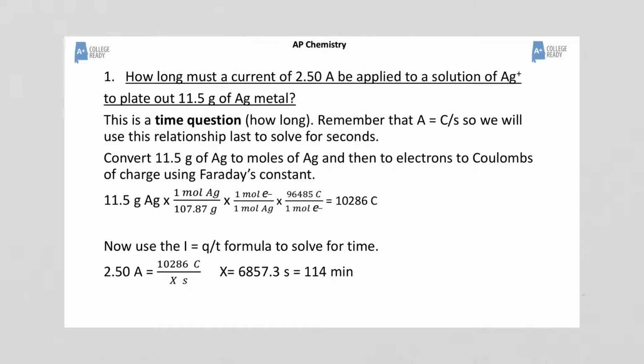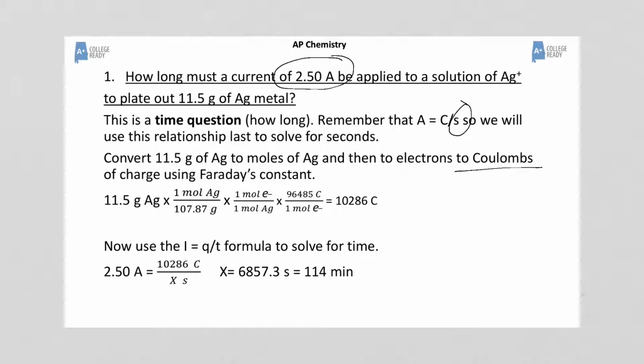Now this is a time question. So again, we're given amps, and that is where our time unit is going to come in. That's really a calculation we'll have to do at the end to answer that question. What we really need to know is, based on how much silver is expected to be plated out and the electrons involved, how much charge is going to be involved. So we really need to focus on finding these coulombs.